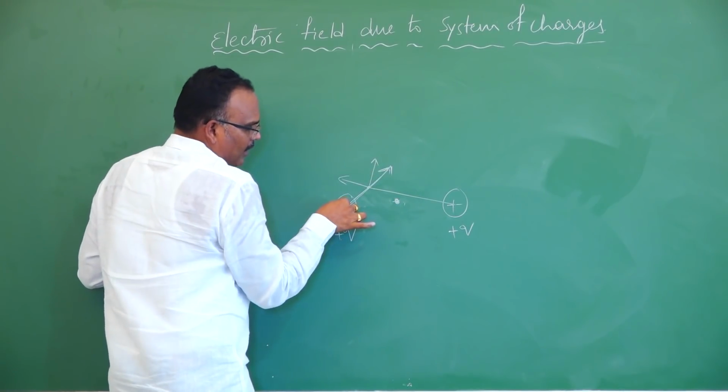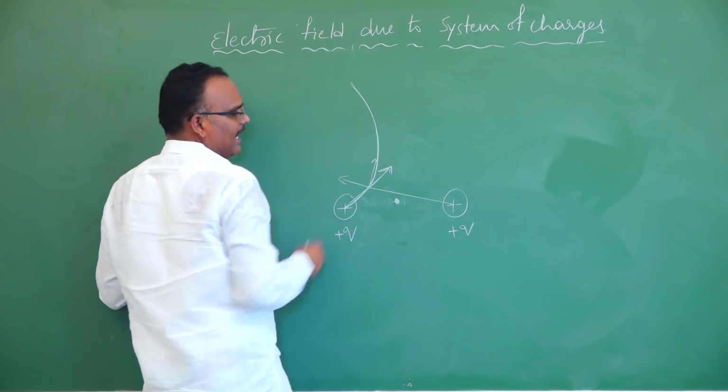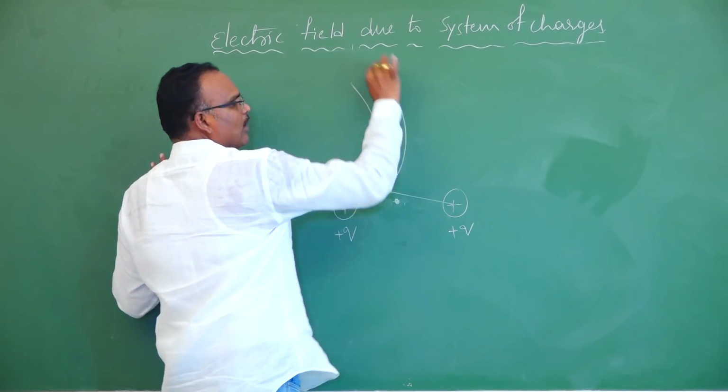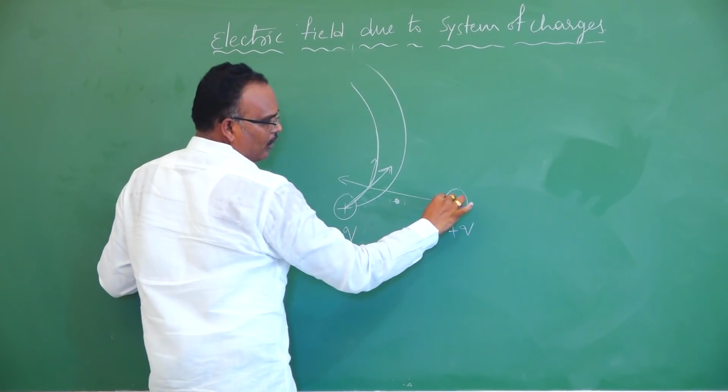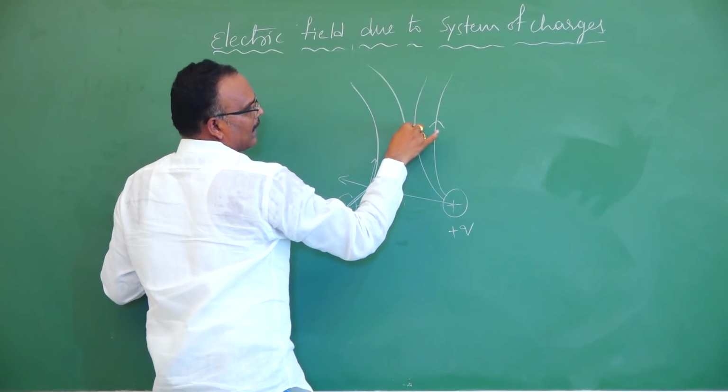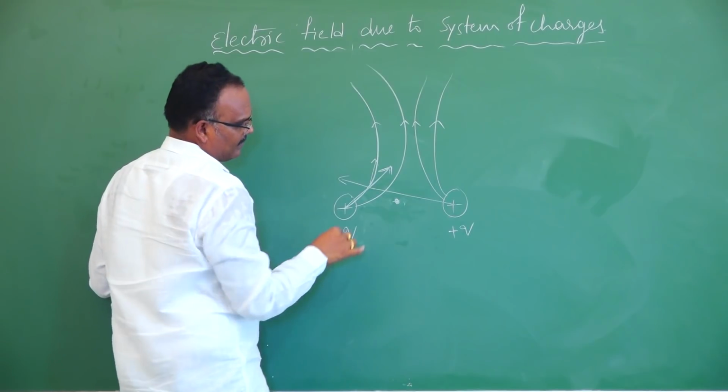That means if you want to draw an electric field line here, it will go like this. If you draw an electric field line here, it will go like this. If you want to draw an electric field line here, it will go like this. Electric field lines will travel like this.